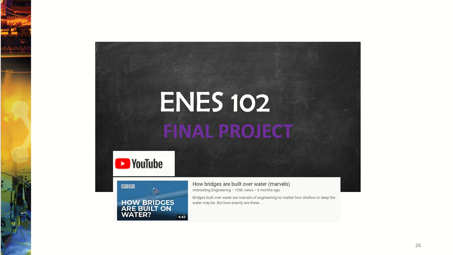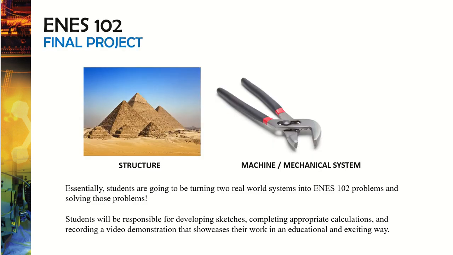Let me now talk about the final project in the course and explain this in a little bit more detail. For the final project, essentially what you're going to do is turn 2 real-world systems into ENES 102 problems and do a deep dive to understand these systems and apply equations to them appropriately. You will identify one structure, whether it be as grand as the Great Pyramids of Giza or as simple as a chair in your room.